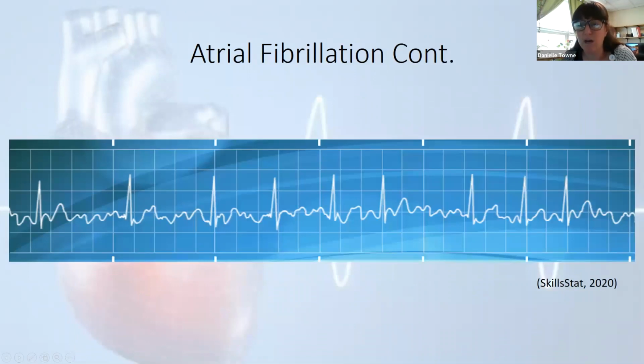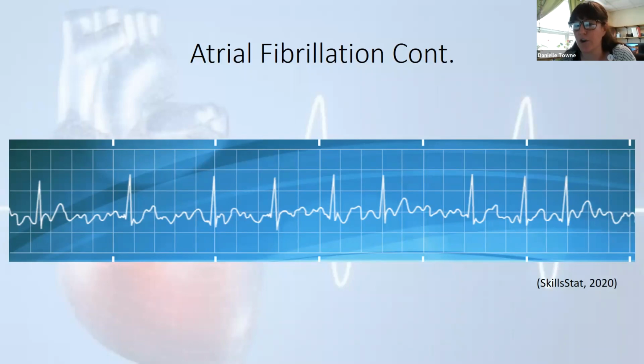So some causes: heart disease, alcohol abuse, obesity, hypertension, family history of AFib. Most of the symptoms of AFib are related to the rapid ventricular response. Patients can experience shortness of breath, palpitations, weakness, chest pain, dizziness, fatigue, fainting, confusion.